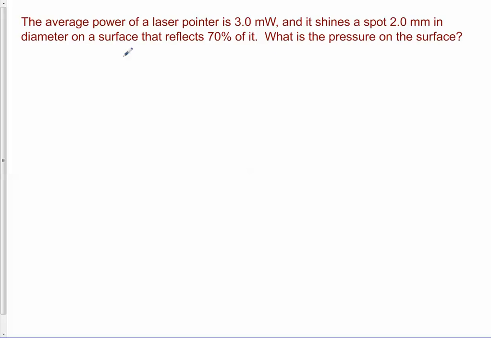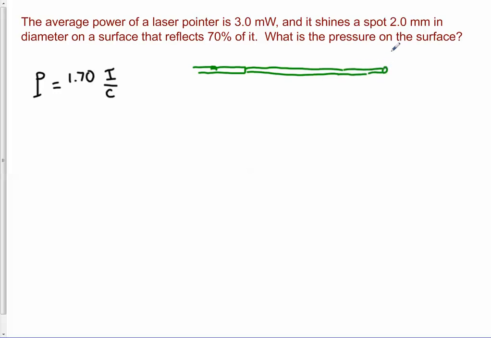Okay, so the pressure is going to be I divided by c, and then since it's reflecting 70%, this is 1.70 times that. But what's the intensity? We don't know the intensity. So let's think about this. If we have the laser pointer, here's the button, right? And it's shooting this out in a straight line. This is not a point source, right? A point source is where it goes out in all directions. This is just going out as a beam, and then it's hitting the wall as a circle. So it's not spreading out.